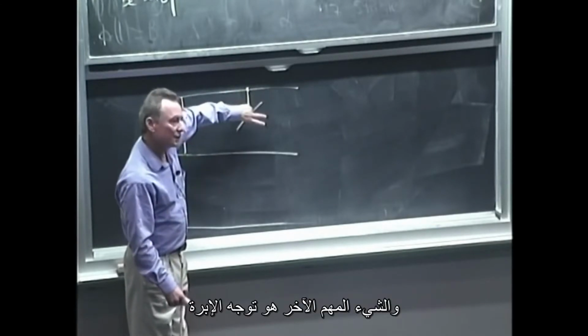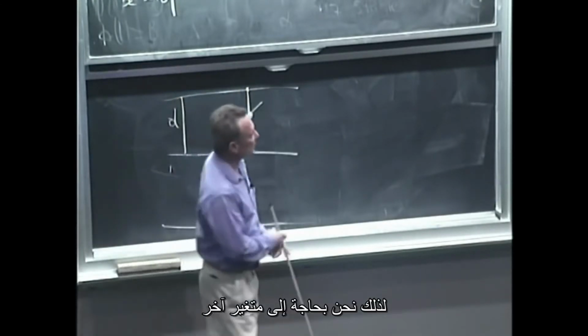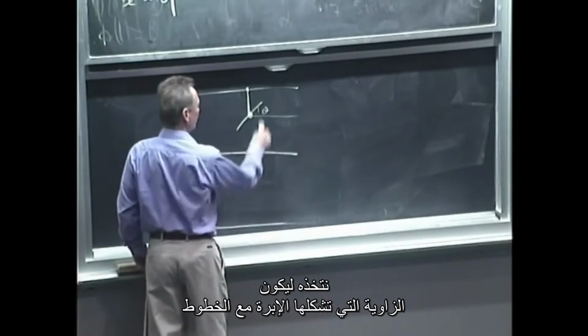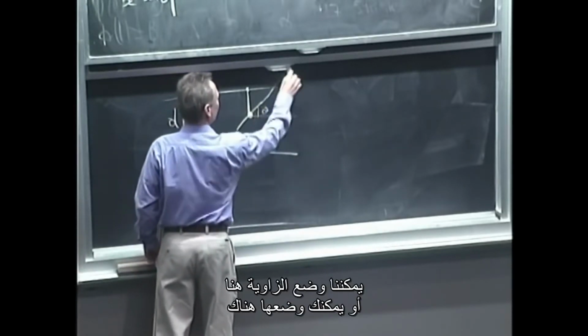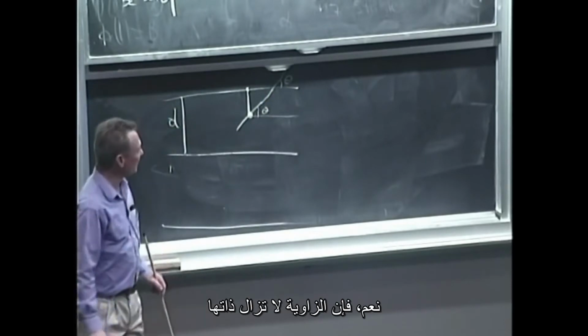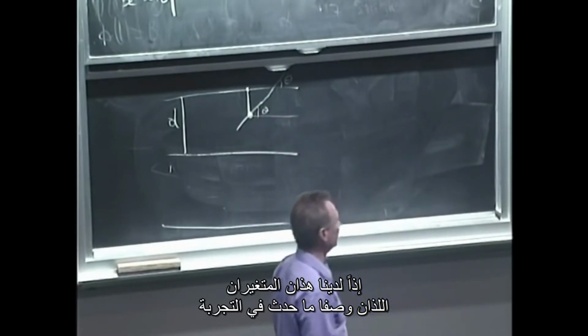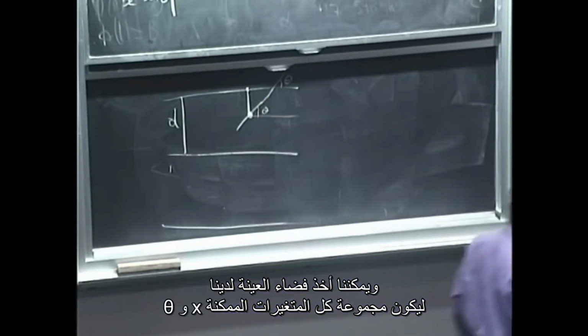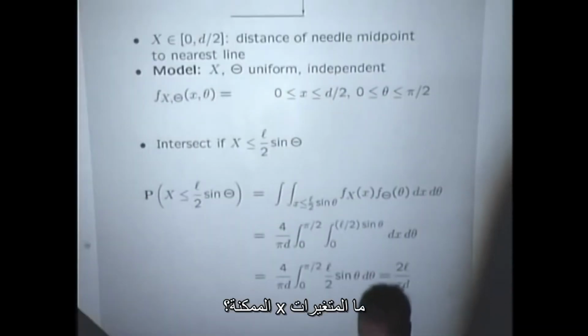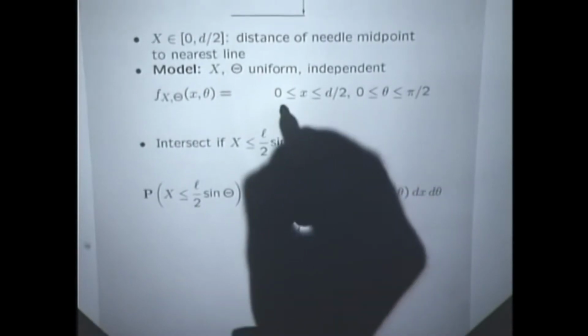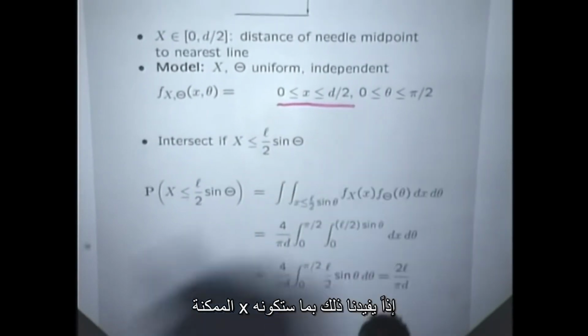The other thing that matters is the orientation of the needle. So we need one more variable, which we take to be the angle theta that the needle is forming with the lines. We can put the angle here, or you can put it there. I guess it's still the same angle. So we have these 2 variables that describe what happened in the experiment. And we can take our sample space to be the set of all possible x's and thetas. What are the possible x's? The lines are d apart, so the nearest line is going to be anywhere between 0 and d over 2 away. So that tells us what the possible x's will be.